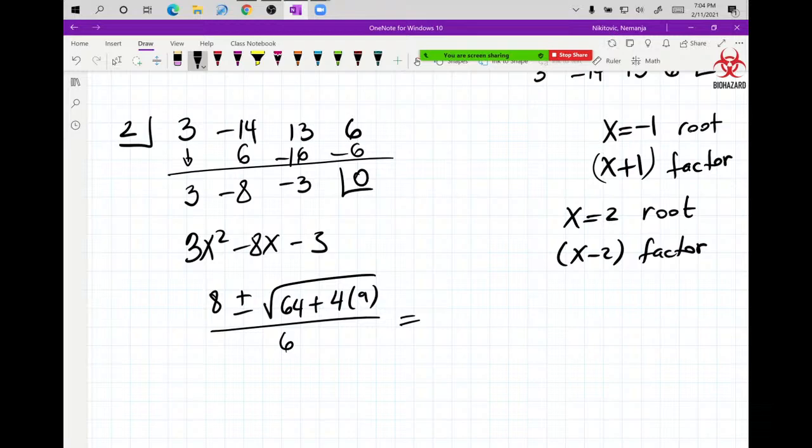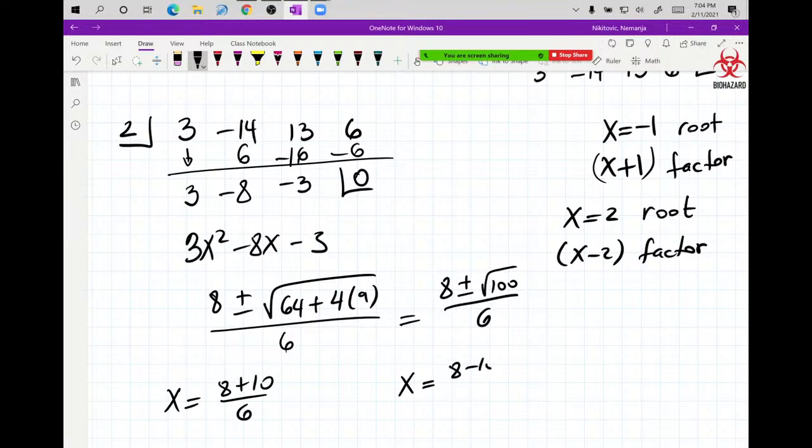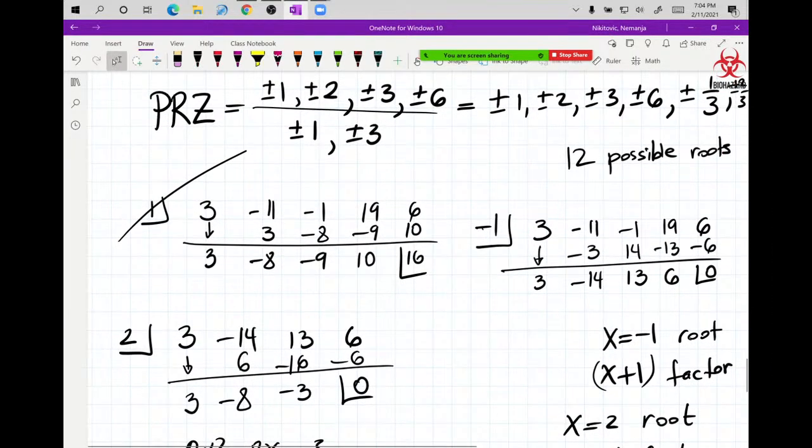It's going to be 36. Ooh, 100. Square root of 100. That's a 10. That's nice. So we have another root, which is 8 plus 10 over 6. And we have another root, which is 8 minus 10 over 6. 18 over 6 is 3. Negative 2 over 6 is negative 1/3. Yep, 3 and negative 1/3 were both on the list.